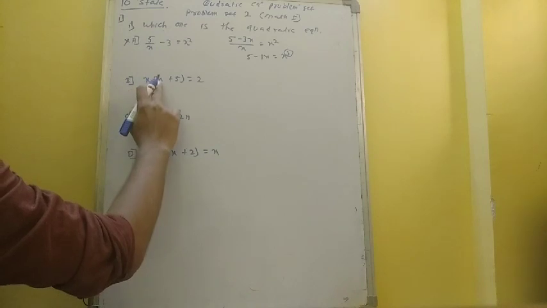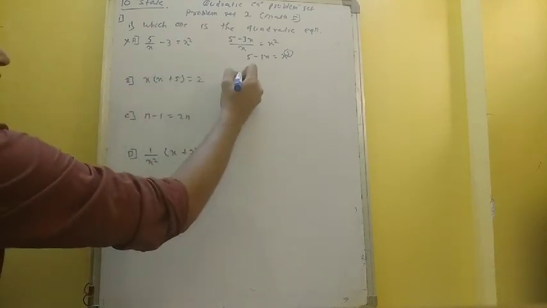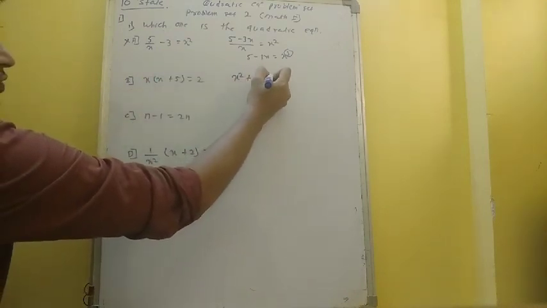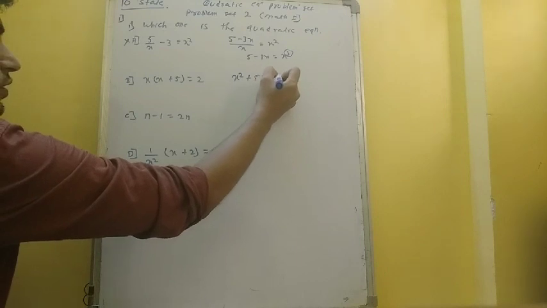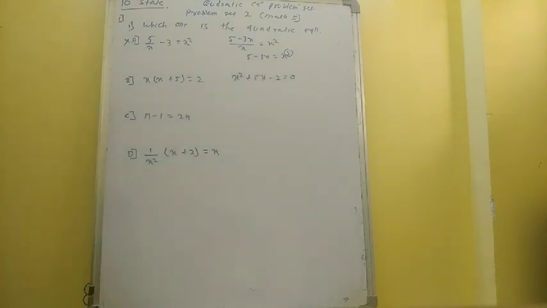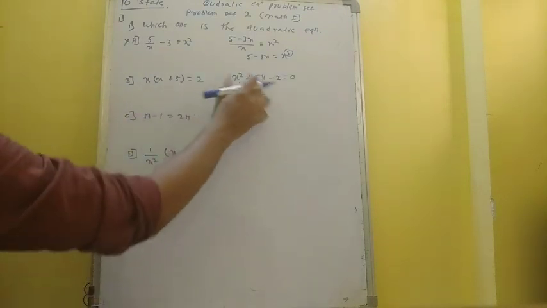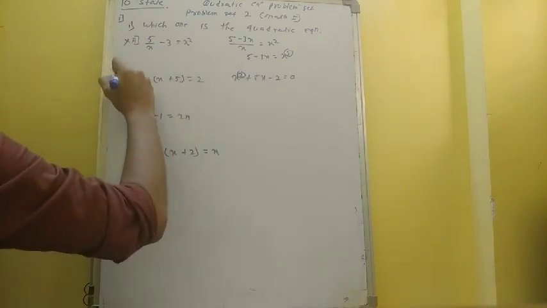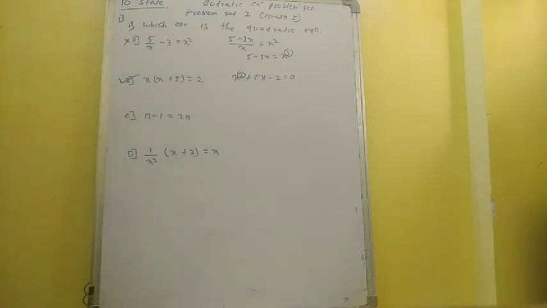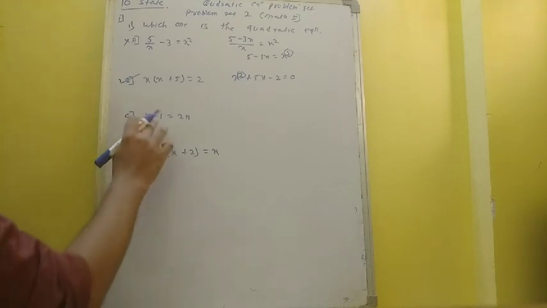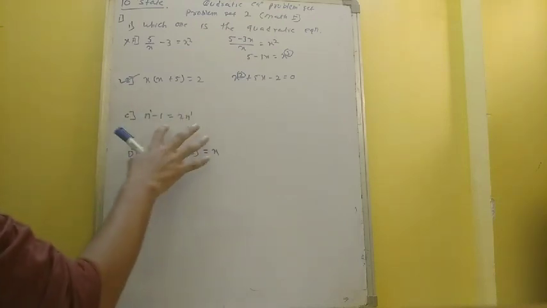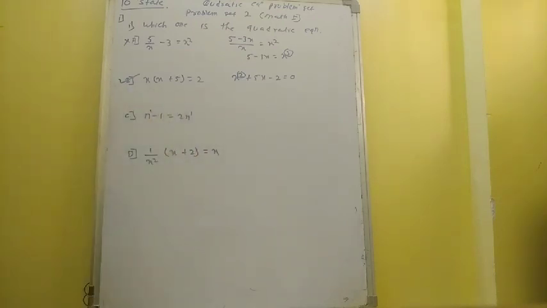We have this x bracket x plus 5. So we have x square plus 5x minus 2 is equal to 0. Okay. So we have this as a quadratic equation. So yes, this is a quadratic equation. But still we'll check all the sums. See, we have 1 and 1 over here. So it is a linear. So it is no use.